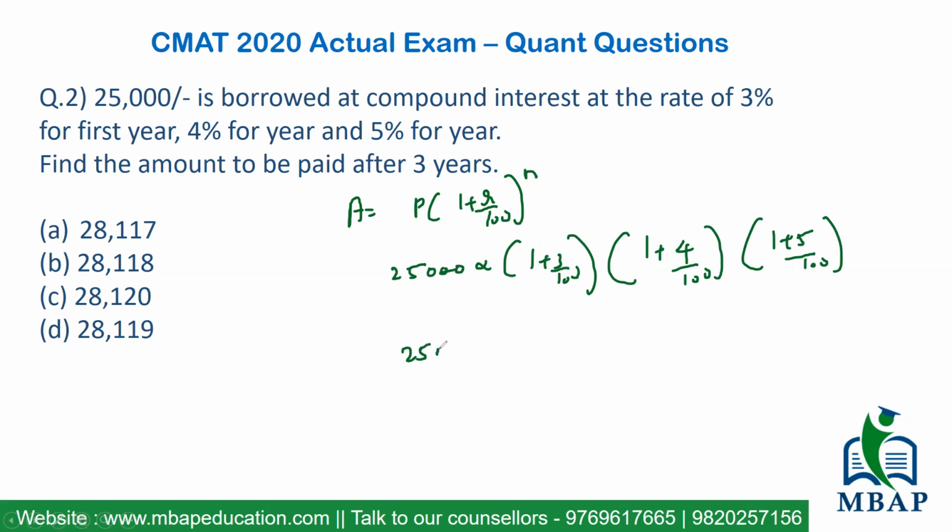So it's going to become 250 into 103 into 26 upon 25 into 21 upon 20. The only thing that you need to solve is this part of the question. If you can solve this, the answer for this question will be taken out. And if you solve this very easily, you'll find option number D, which is 28,119, to be the final answer. The easiest question that you can expect would be of this category.